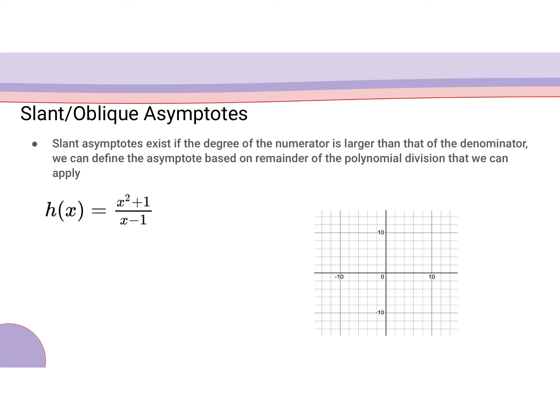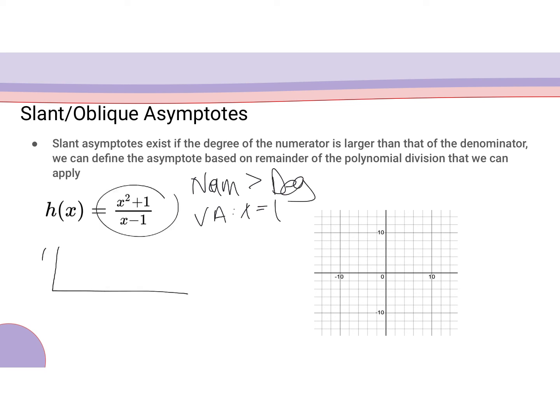And then our last one is our slant and our oblique asymptote. Now, this is the specific case when the degree of the numerator is larger than the denominator. We still have vertical asymptotes, but we have to use division. So we're going to use synthetic division here. We're going to actually do this division.